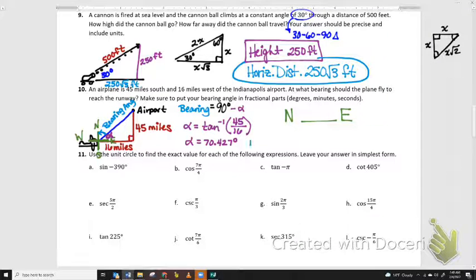So what is my bearing angle then? 19.973? Or 573, sorry. 573. So when I go to write this bearing, I know the north and the east part already. I know the 19 degrees. How do I do the minutes and the seconds part now?